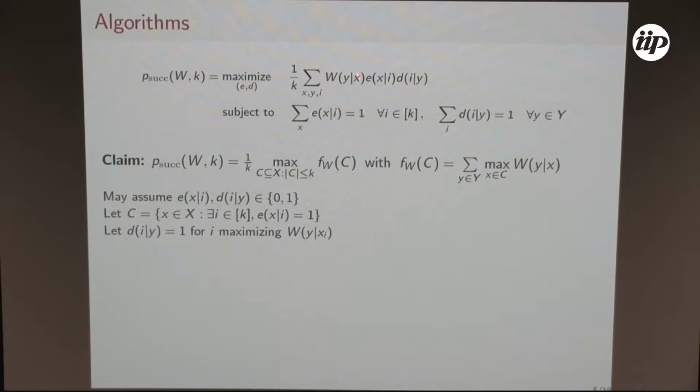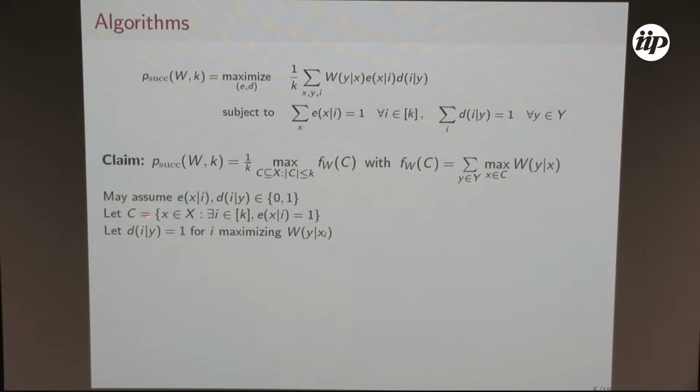Okay, so for this case, it's possible to rewrite it with some simple manipulations to make it look more like a combinatorial optimization program. This is relatively easy. It's relatively easy to see that you may assume that there is an optimal solution, E and D, such that these numbers, E and D, are 0 or 1.